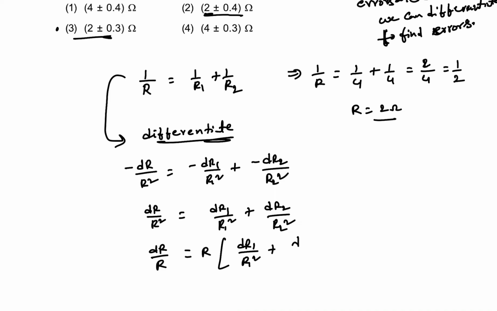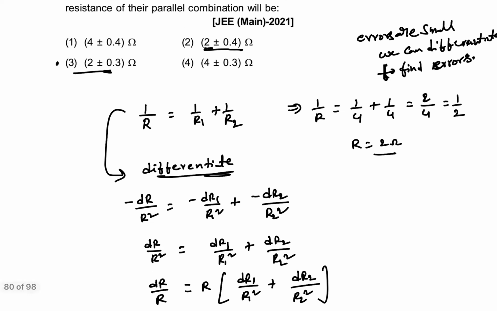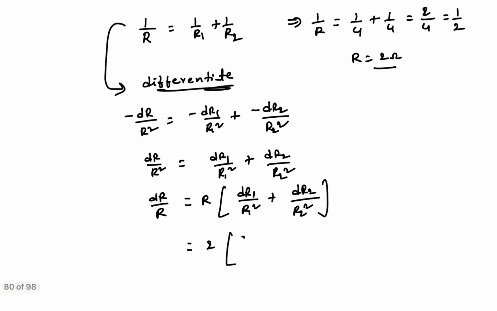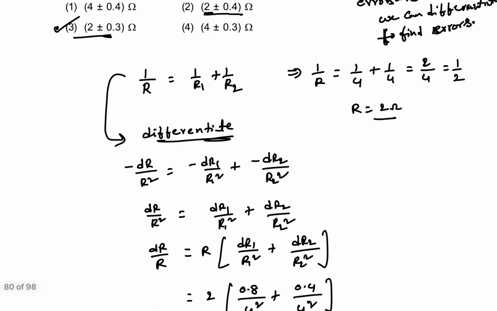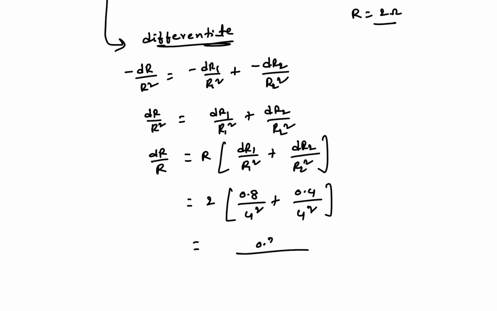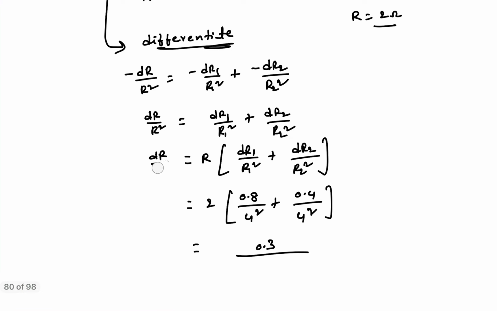Now you can see that dR by R only we want. dR by R is R into dR1 divided by R1 square plus dR2 divided by R2 square. You substitute the value of R is 2, dR1 value 0.8 divided by 4 square, 0.4 divided by the next one also 4 square. If you calculate, you will get the answer 0.3 only.